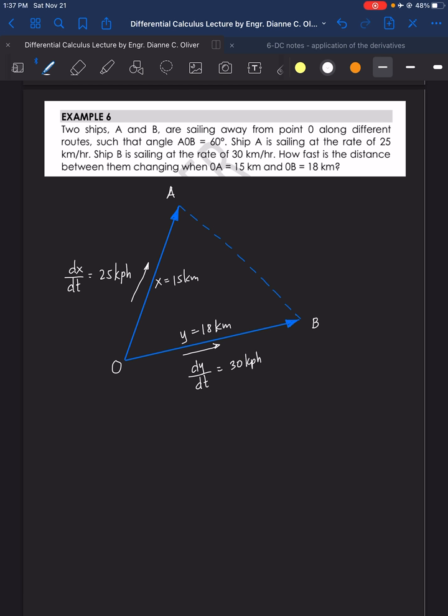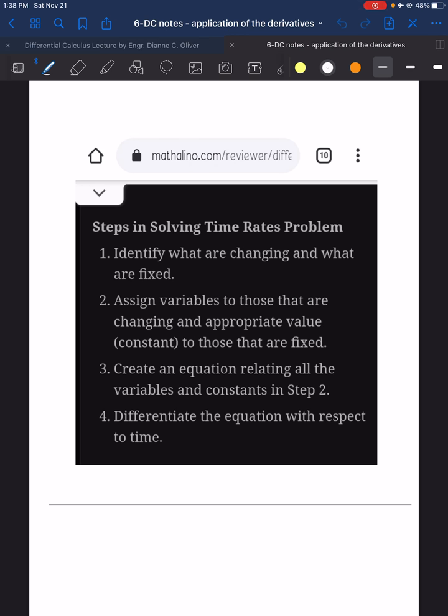Another one is this portion here. Let's name this as z, which is also changing, dz over dt, and that is what is being asked: how fast is the distance between them changing? And don't forget, we have here the angle of 60 degrees. Okay, I think we were able to assign variables and constants.